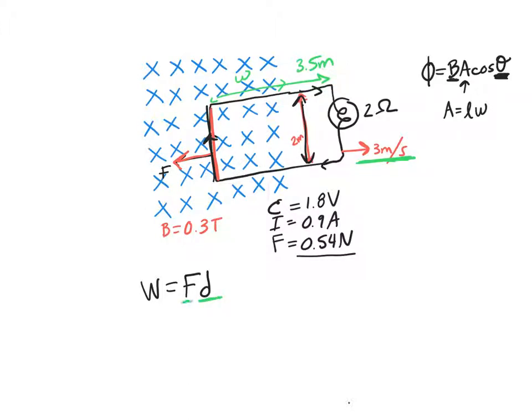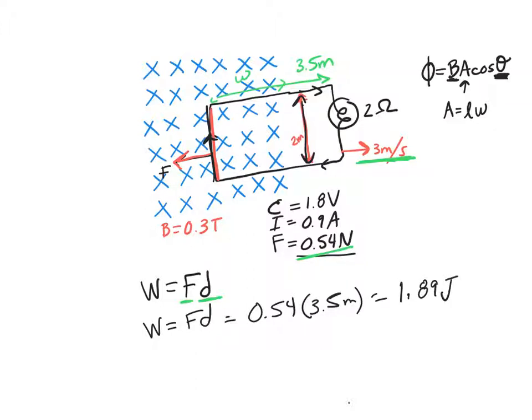The force that would be fighting you the whole way is that 0.54. So work is equal to force times distance. Force is 0.54, and your distance would be 3.5 meters. And we get from math 1.89 joules. You're like, where is that energy going? If I'm fighting and I'm losing 1.89 joules, what is that doing? Well, that's making our little light up.